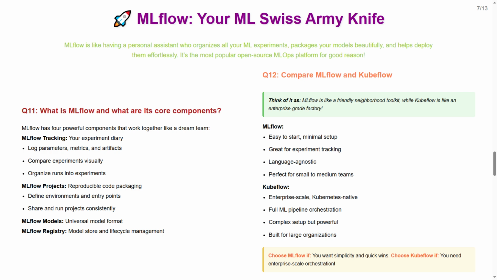11th question. What is MLflow and what are its core components? MLflow has 4 powerful components that work together like a dream team. MLflow Tracking, your experiment diary. Log parameters, metrics, and artifacts. Compare experiments visually. Organize runs into experiments.